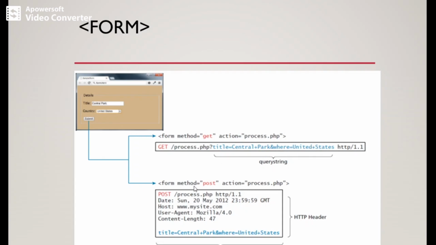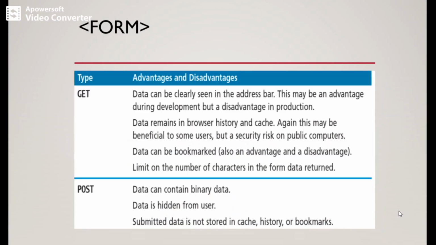But when I use method equal to post, just look here, process.php HTTP 1.1. There is no query string here. So you can look at the difference here, GET and POST. In GET, data can be clearly seen in the address bar. This may be an advantage during the development stage, but it is a disadvantage in the production stage.